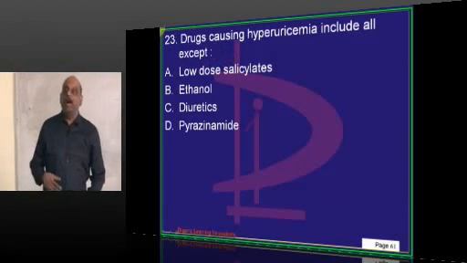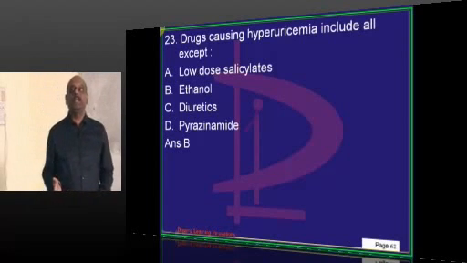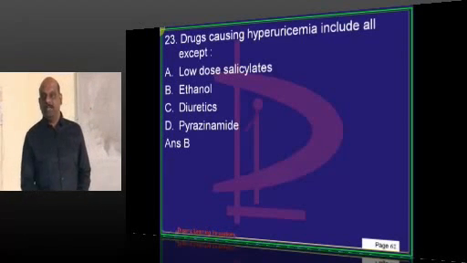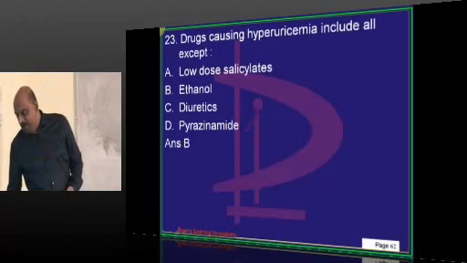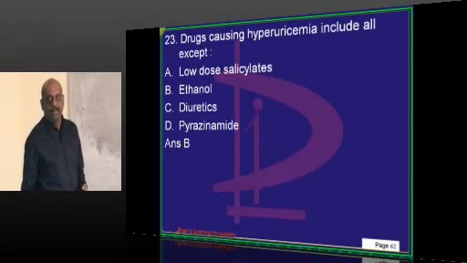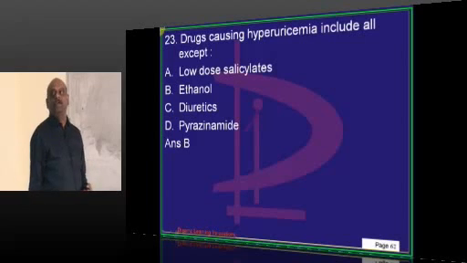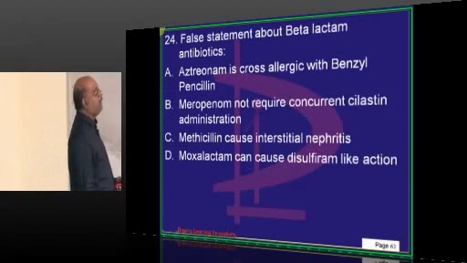Then what drugs lead to hyperuricemia? Diuretics, pyrazinamide, low dose salicylates. Don't forget, not high dose salicylate, low dose salicylates are the ones which will impair the excretion of the uric acid by the renal tubule and lead to a greater retention of the uric acid leading to hyperuricemia, is what needs to be remembered.